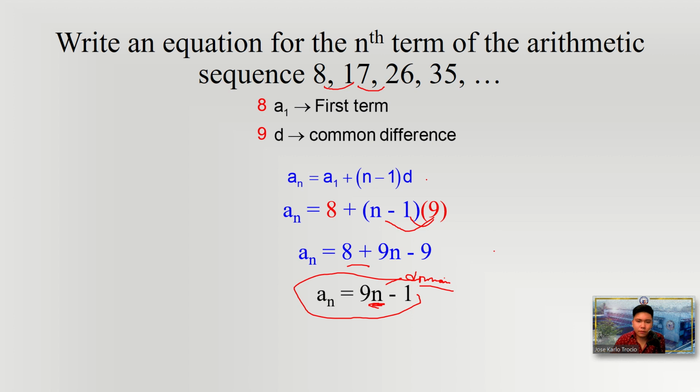For example, 17 is the second term, so we substitute 2. 9 times 2 is 18, minus 1, 17. Okay, please leave the n alone.